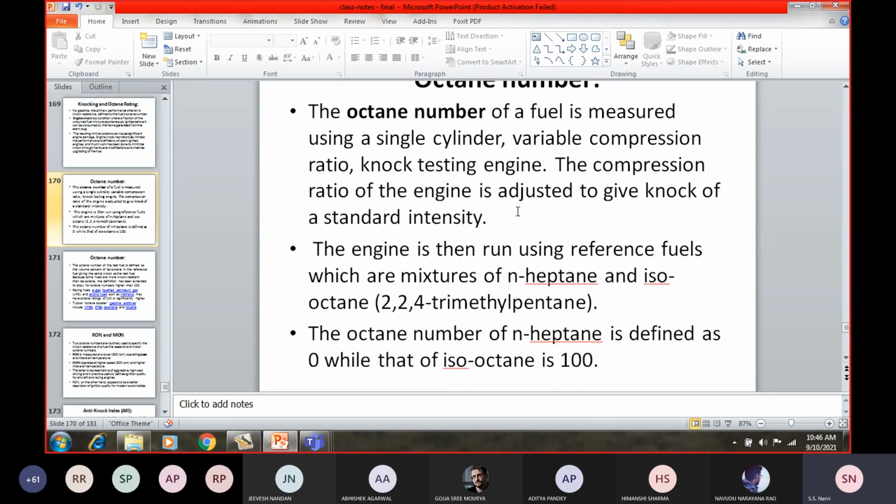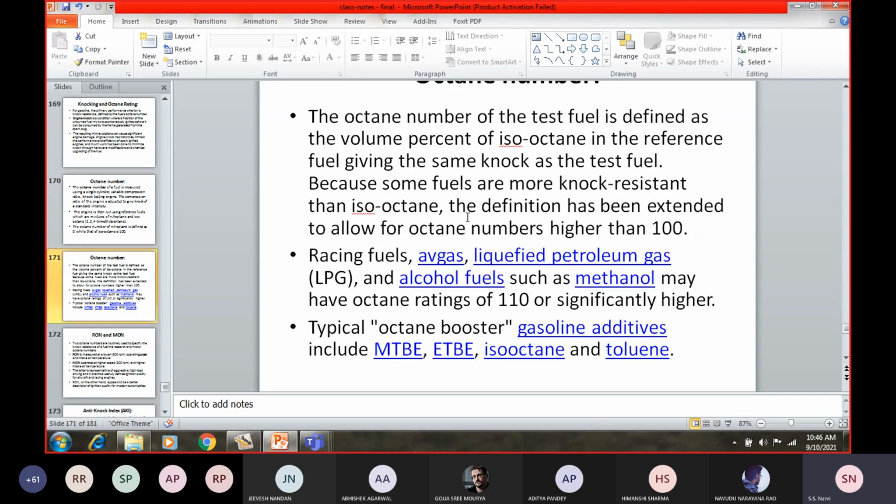The normal heptane has the 0 octane number, because it gives you the minimum usable compression ratio of a test engine, and this is the octane number, the volume percentage of isooctane, the reference fuel, giving the same knock as the test fuel.